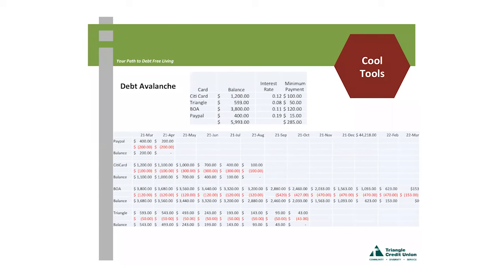So by the time I ended up paying off the Triangle credit card, around October of 2021, for the following month, November 2021, I had $470 that I could just throw at my Bank of America debt. So it's very similar to the debt snowball in that you're paying off one debt and applying it to the next one. But the debt avalanche is based on interest rates rather than balances.